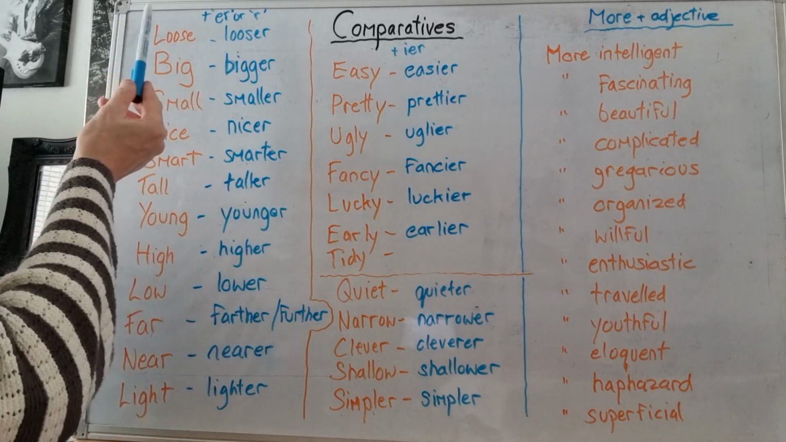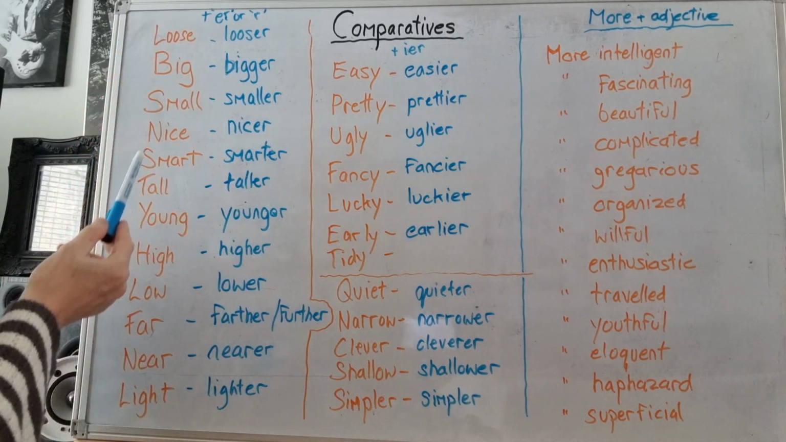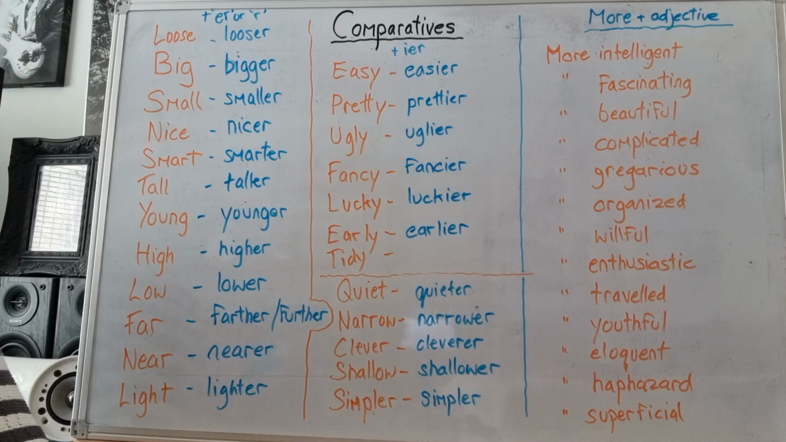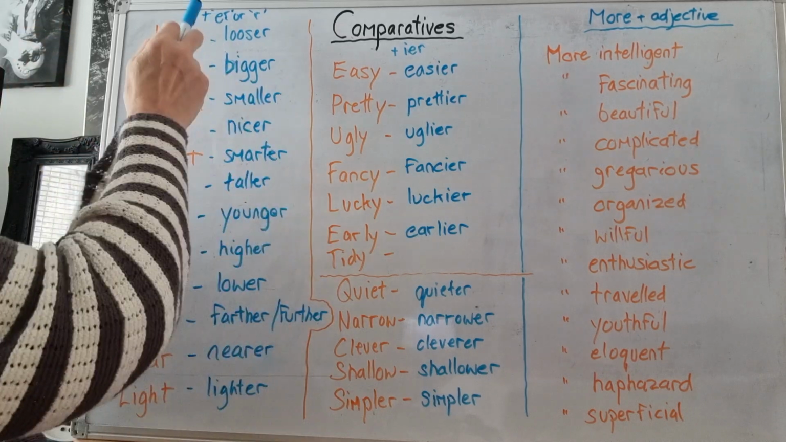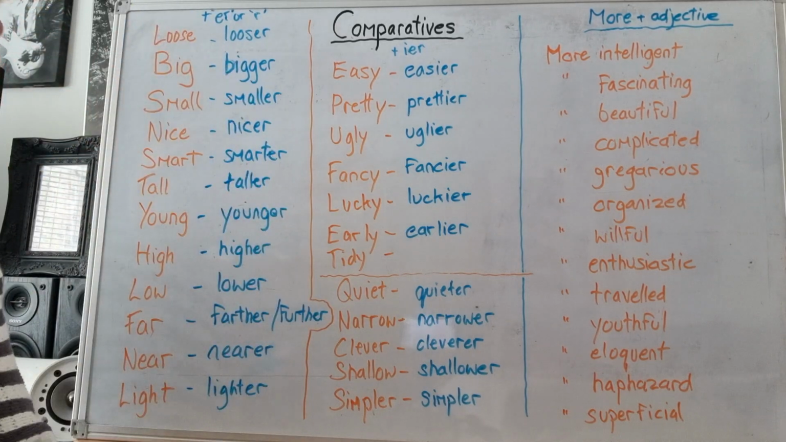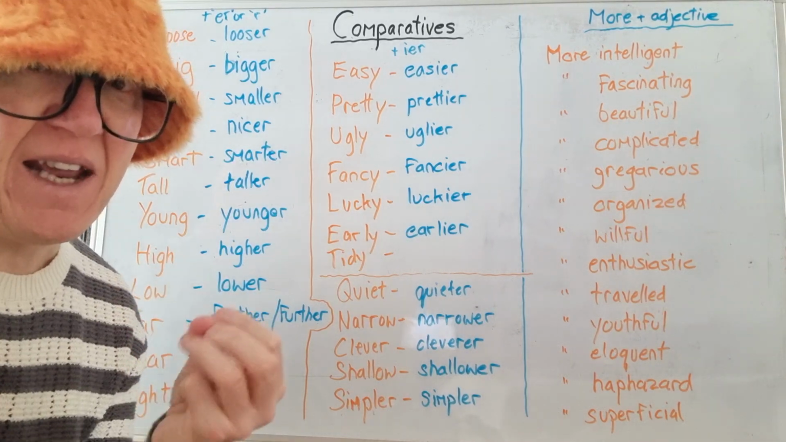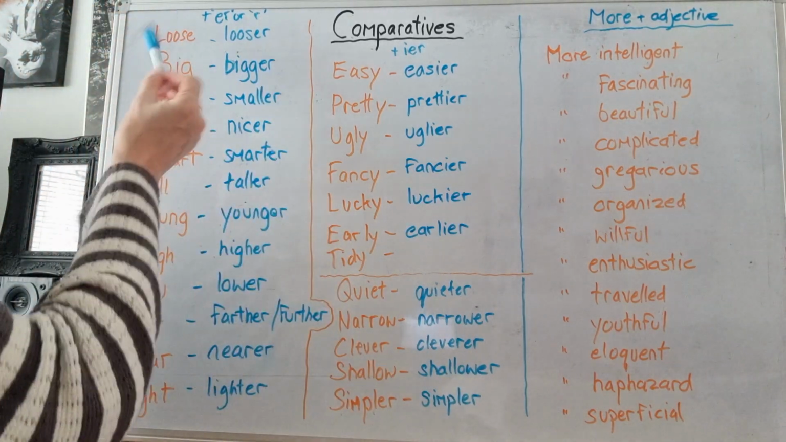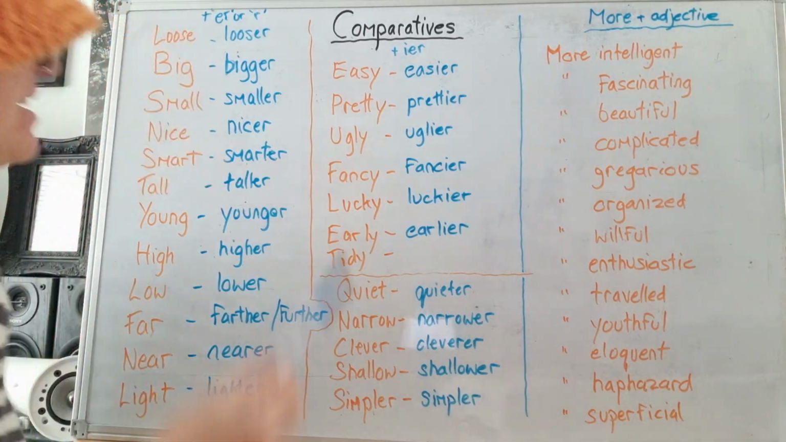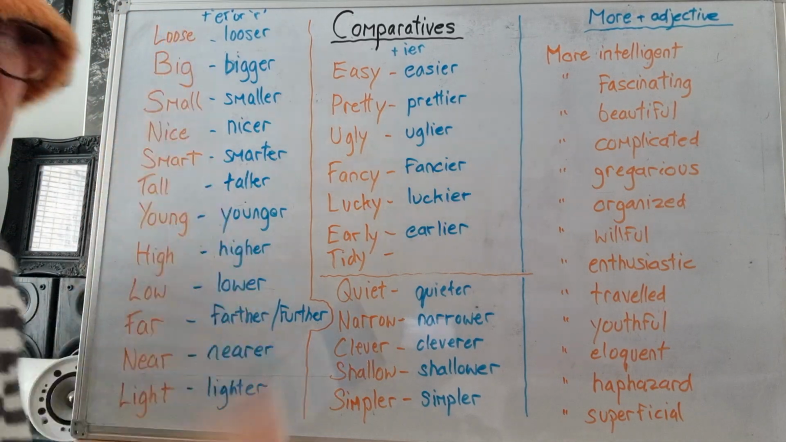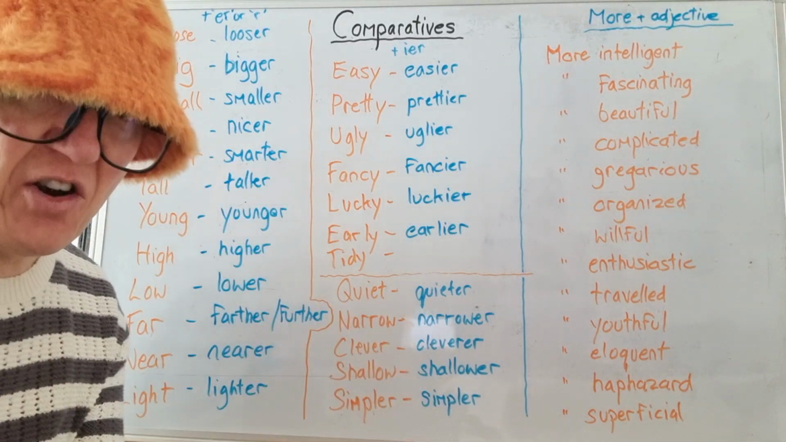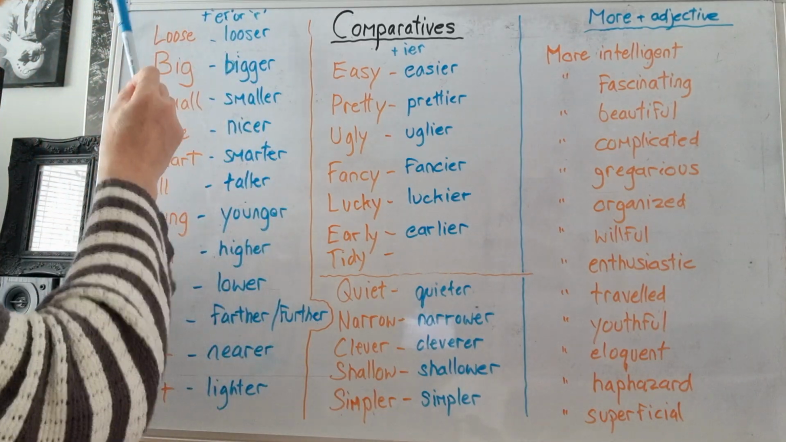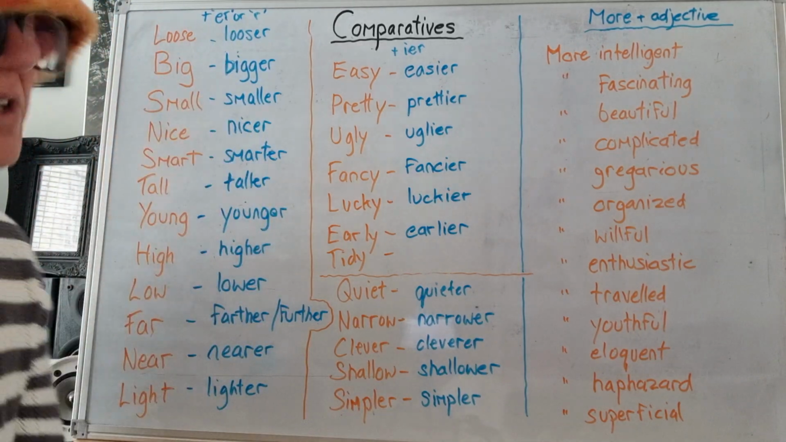So let's look at the rules. Okay, now if you have a single syllable adjective, then we add er, or if the word already ends with an e, just an r. So the first one is an example of that. Loose ends with an e, so you don't add er, you just add r. So you've got looser, okay?